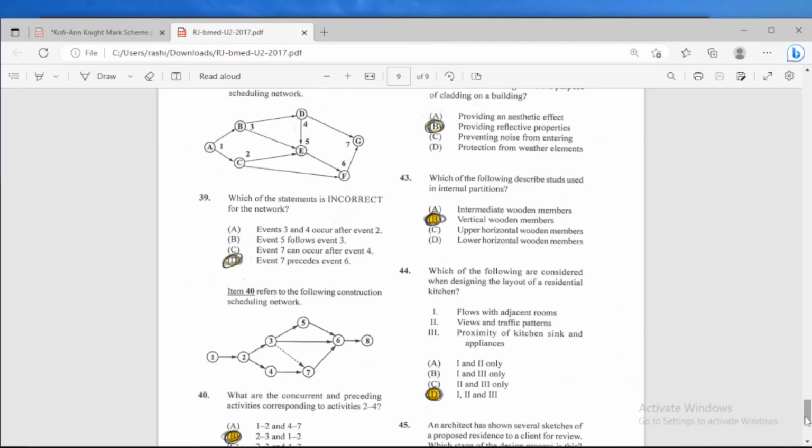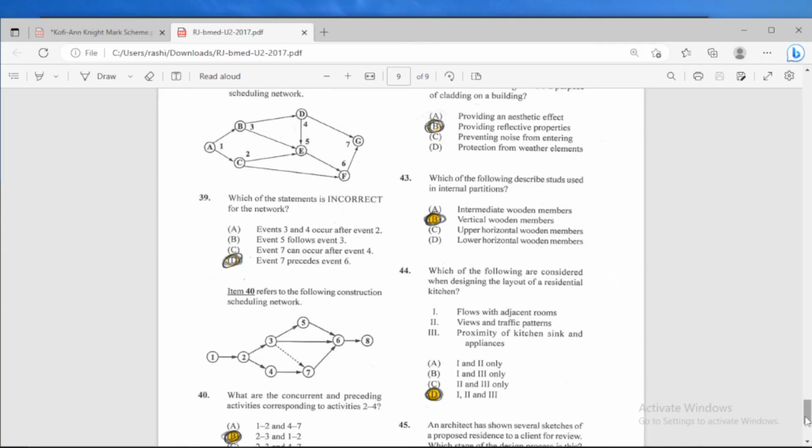Number 43 here says, which of the following describes studs used in internal partitions? Is it A, intermediate wooden members, B, vertical wooden members, C, upper horizontal wooden members, or D, lower horizontal wooden members? So the answer would be vertical wooden members. So we could say that the studs are to the walls what the joists are to the floor, or what the rafters are to the roof, somewhat. It's the structural members that we then apply our finished members to.